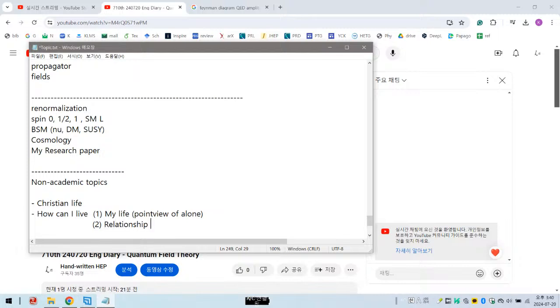Relationship with others. There are 2 points of view, and I think there are 4 important areas. The first one is the question of life, and the second one is my life: how can I spend time on my hobbies or something, like my health. The third one is the relationship.